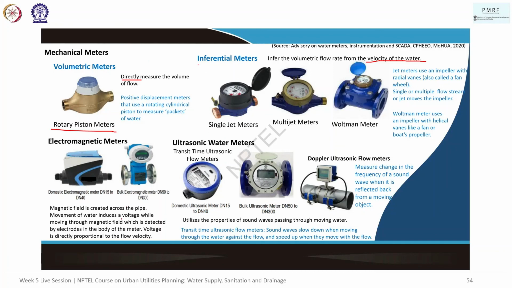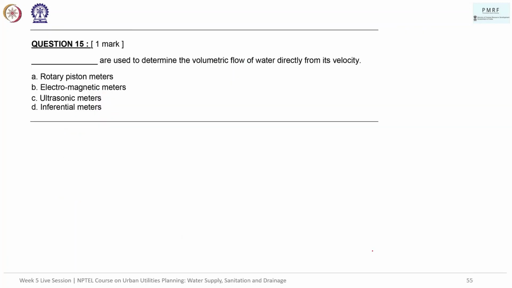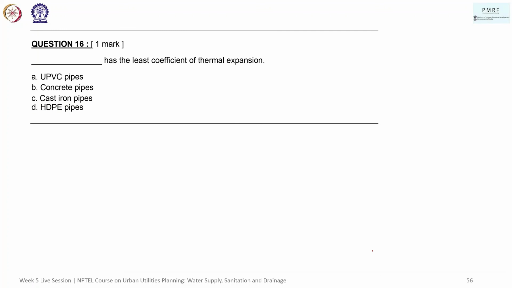Electromagnetic meters actually use differences in voltage, and ultrasonic water meters essentially use sound waves and they measure the difference in time. It's not velocity, right? Essentially the speed changes when the waves are moving against the water flow, and that's how they calculate the flow of water, right? So the answer is actually inferential meters, D, right? So I think we have one more question.